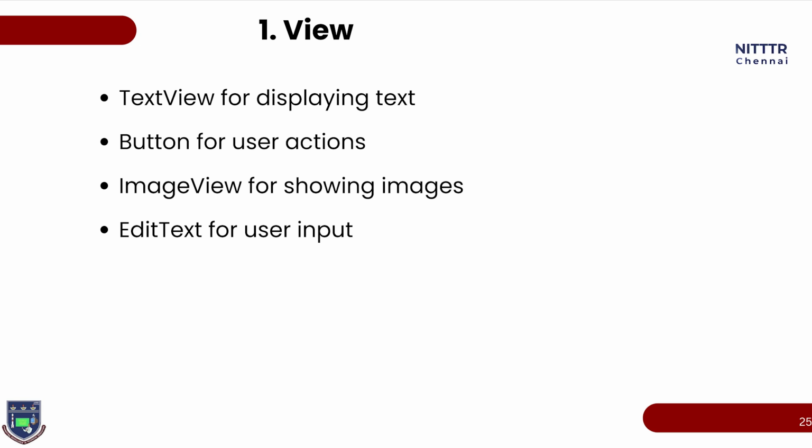Actually, the views include widgets like text view for displaying text, and button view for user actions, and the third is image view for showing images and edit text for user input. Each view handles its own layout, drawing and interaction behavior. So, for example, a button knows how to display itself and respond when tapped.